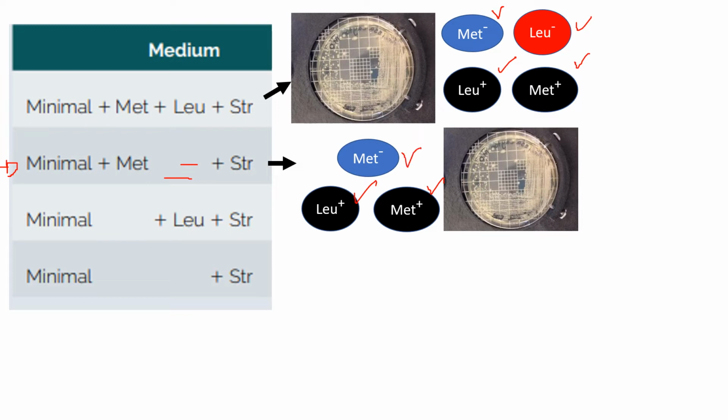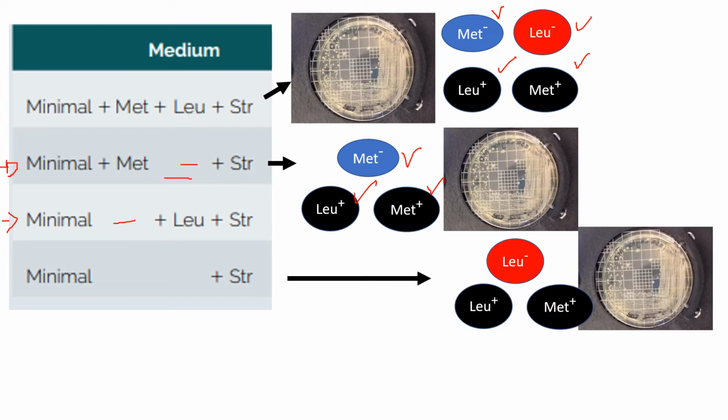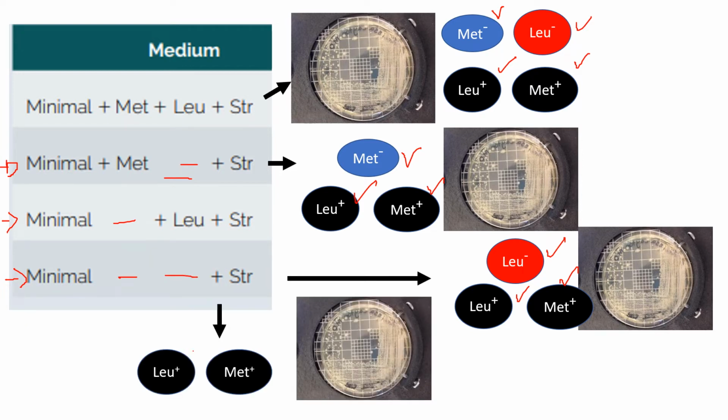And here, try to guess which one will grow. Of course, the one that has leucine and methionine is going to grow, and the one that doesn't have leucine is going to grow. The ones that don't have methionine are not going to grow. And finally, try to guess which ones are going to grow here. Only the one that has these two genes. The one that doesn't have methionine and leucine is not going to grow.